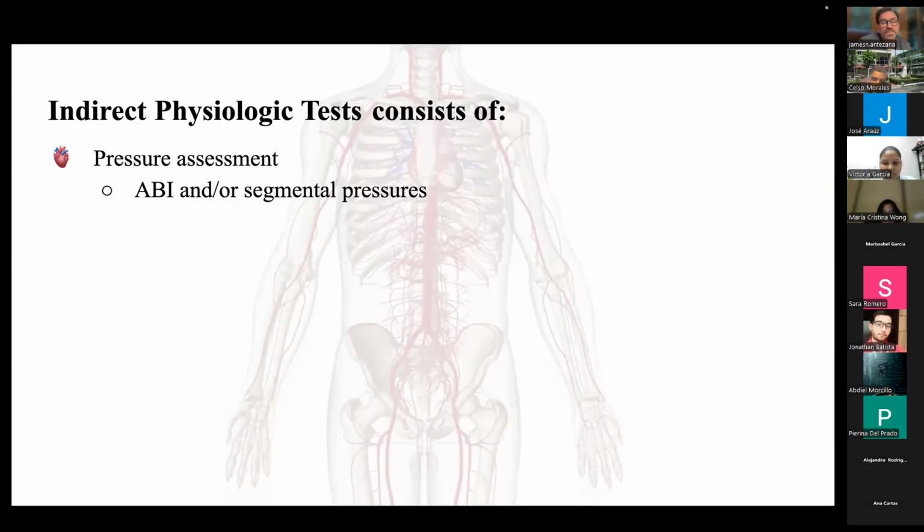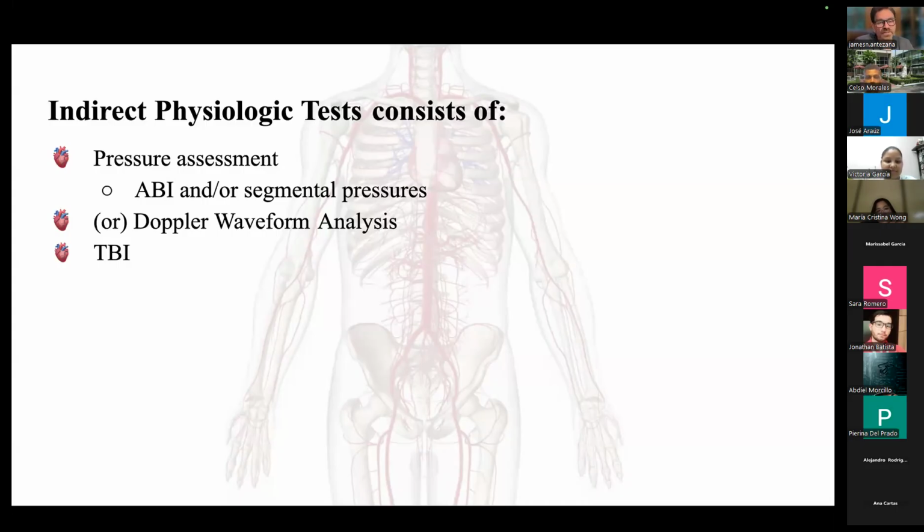Segmental pressures are very similar, except what you're measuring is a pulse wave through each pressure that you measure. You use the brachial systolic pressure of both arms and then the thighs in different sections. You'll see this as we go. Those help us get indirect physiological testing that helps us analyze and understand the patient's vasculature in a more objective manner. Doppler waveform analysis is very important because looking at a waveform will tell you if there's abnormality or normality, either multiphasic or monophasic.